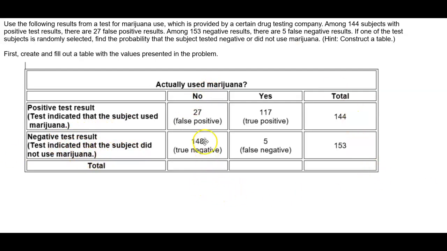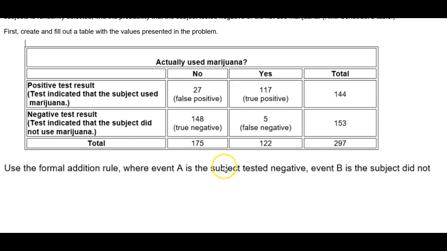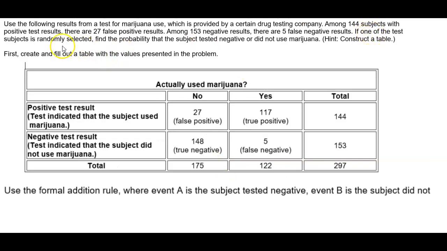Now what we want to do is find the total of the columns. We already have the total of the rows. So over here, if we add 27 with 148 for the no, meaning actually used marijuana, the answer was no, we get 175. If we add the column that says actually use marijuana, and that is yes, 117 plus 5 is equal to 122. Now, if we want to find the total, we can either add 144 plus 153, and that gives us 297, or add this last row.